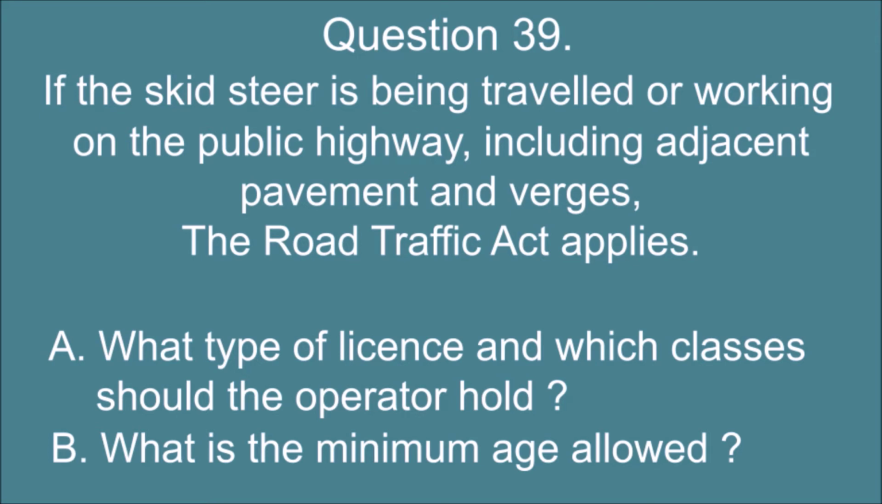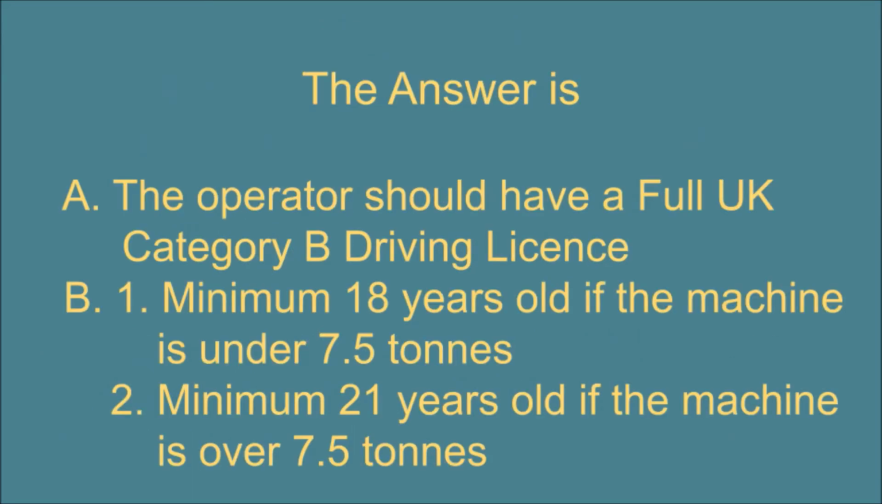A. What type of license and which classes should the operator hold? And B. What is the minimum age allowed? The answer is: A. The operator should have a full UK Category B driving license. B. 1. Minimum 18 years old if the machine is under 7.5 tons. 2. Minimum 21 years old if the machine is over 7.5 tons.